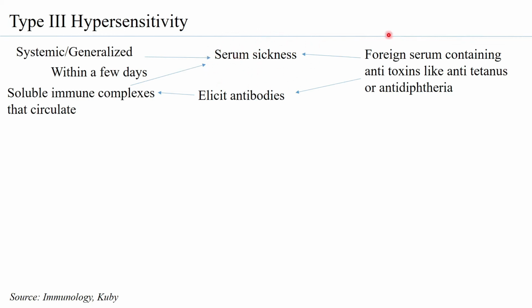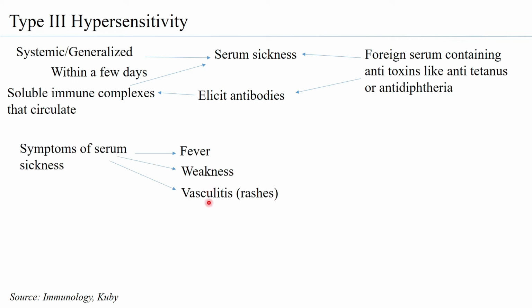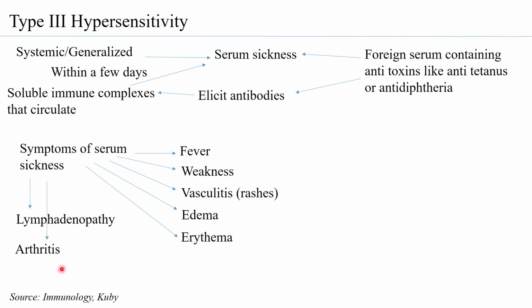Serum sickness, because it came from a foreign serum. The symptoms of serum sickness include fever, weakness, vasculitis, that is rashes can be formed, edema, erythema. It can lead to what is called lymphadenopathy. It can lead to arthritis. It can also lead to kidney damage, and that is glomerulonephritis. So all these are manifestations of serum sickness.